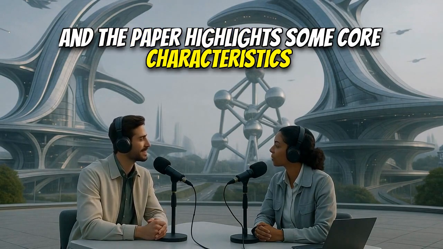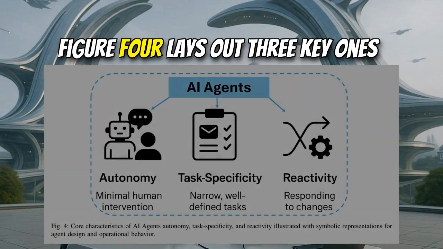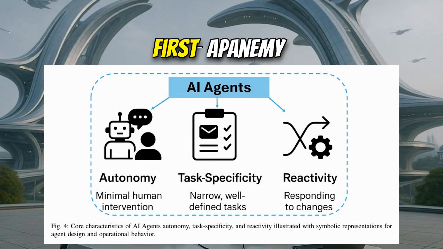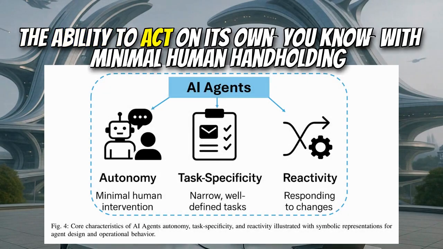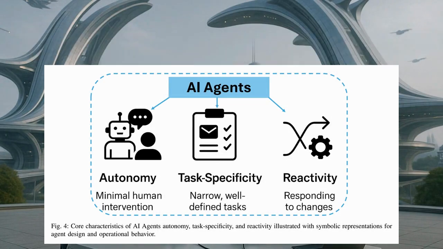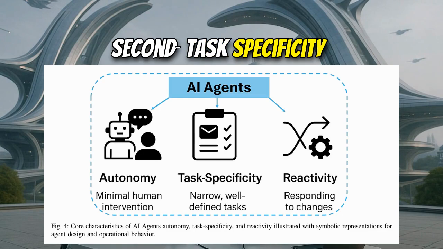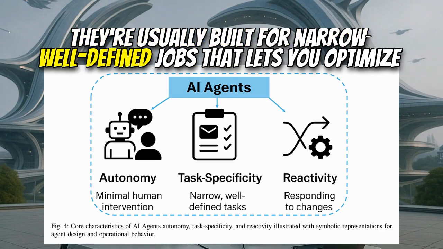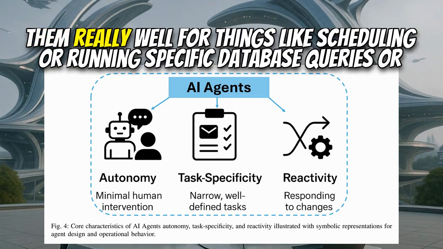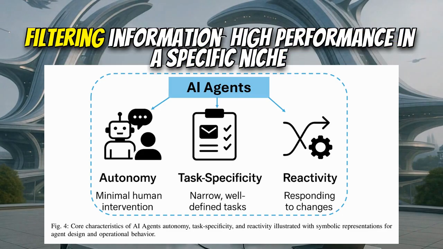Okay, makes sense. And the paper highlights some core characteristics. Figure 4, I think? Yeah, Figure 4 lays out three key ones. First, autonomy. The ability to act on its own, with minimal human hand-holding. That's vital if you want to scale things up. Right. Second, task specificity. They're usually built for narrow, well-defined jobs. That lets you optimize them really well for things like scheduling or running specific database queries or filtering information. High performance in a specific niche.